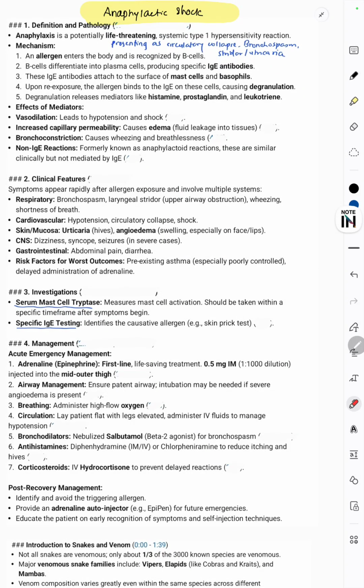Starting off with anaphylactic shock. Anaphylactic shock is a potentially life-threatening condition characterized by a type 1 hypersensitivity reaction. It presents as either circulatory collapse, bronchospasm, stridor, or urticaria.